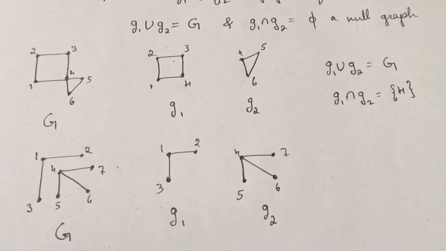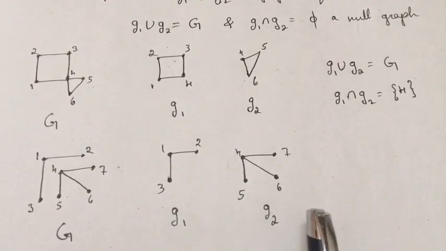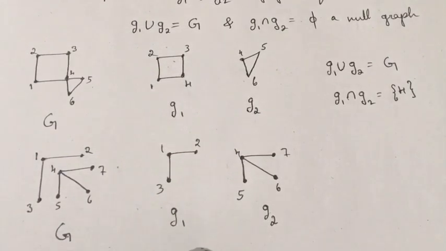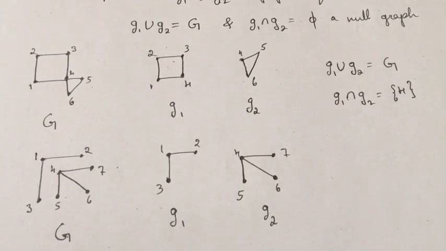Remember one thing, if G is decomposed into two subgraphs, say G1 and G2, then every edge of G is either in G1 or in G2 but not in both. However, some vertices may occur in both, but edges are either in G1 or in G2 but not in both.